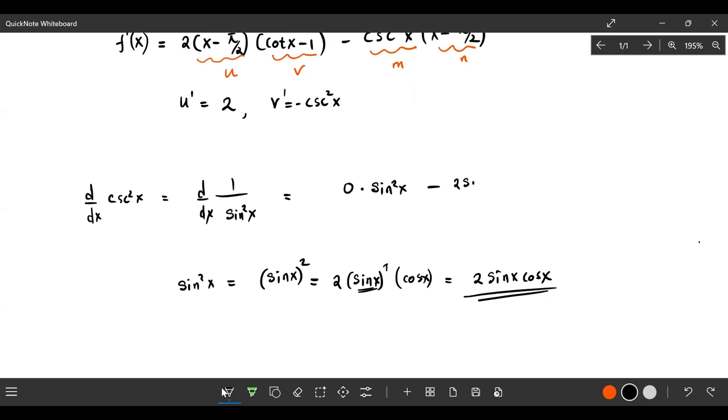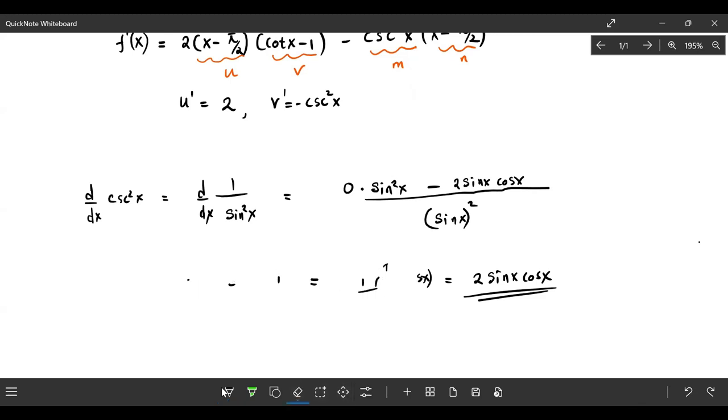2 sine x cos x. And then divide by this guy squared. So I'm going to square this guy again. This will be sine x squared or sine squared x. Sine x squared is the same thing as sine squared x. Okay. It's the same thing. Now let us simplify this further.